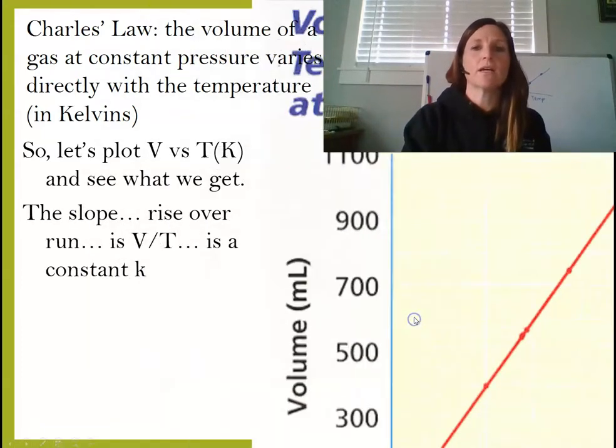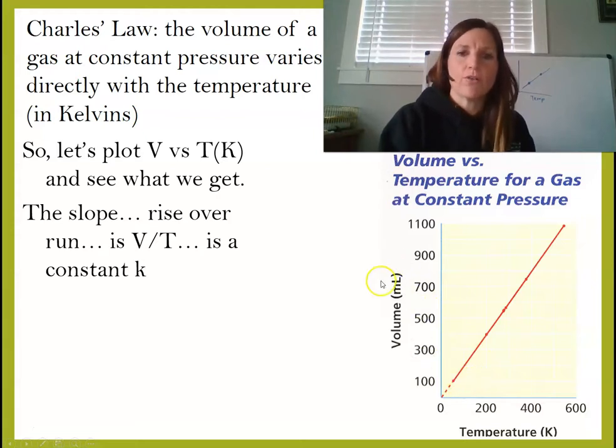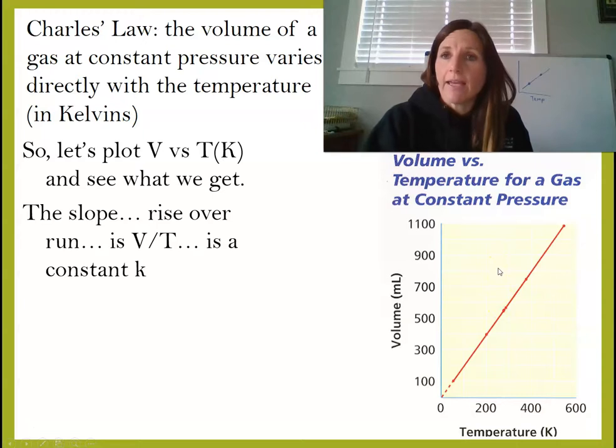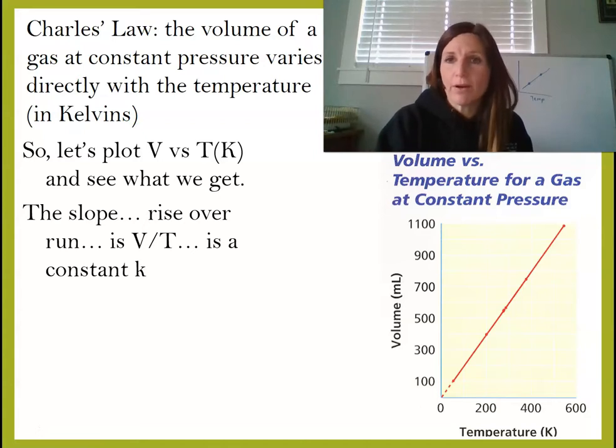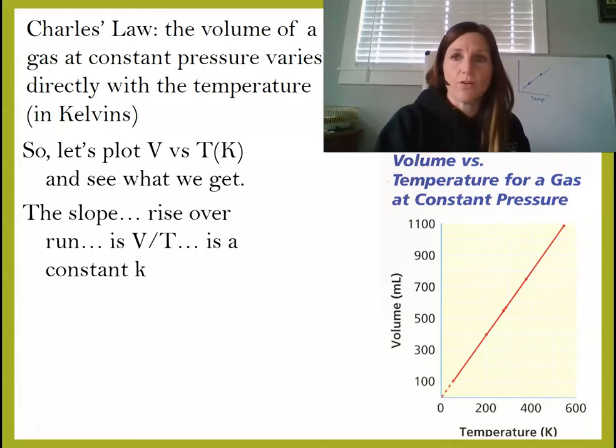So we're going to look at a graph of volume versus temperature for a gas at constant pressure. Over here we have the volume, and down here we have the temperature. And what we see is that as the temperature rises, the volume also rises. So we get a straight line. Straight lines have a mathematical slope of rise over run, which you've probably heard in your math classes before, that the slope of a line is rise over run.